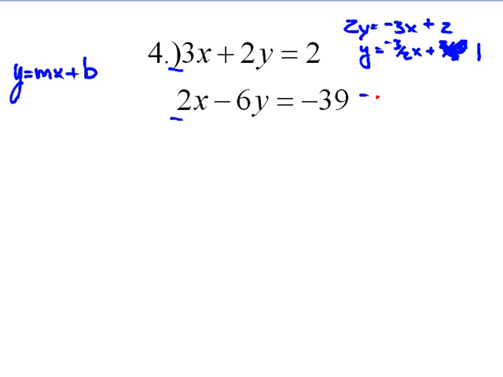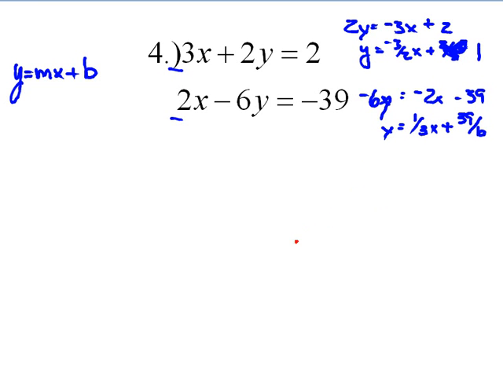Alright, now let me try and do a better job on this one. 6y equals, we'll put the negative 2x on this side, and the minus 39 we carry. We divide by negative 6, we end up with 1/6x plus a not so nice fraction, 39/6. We can work with that.